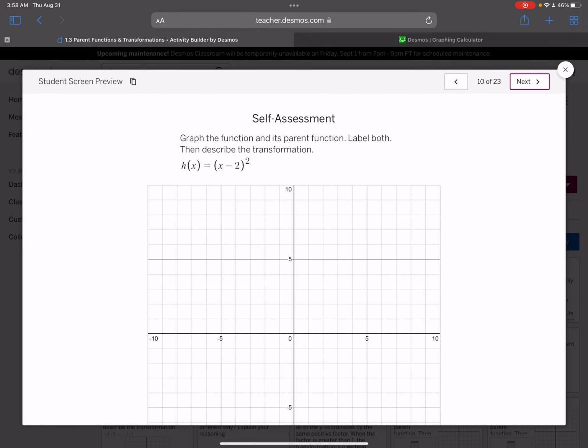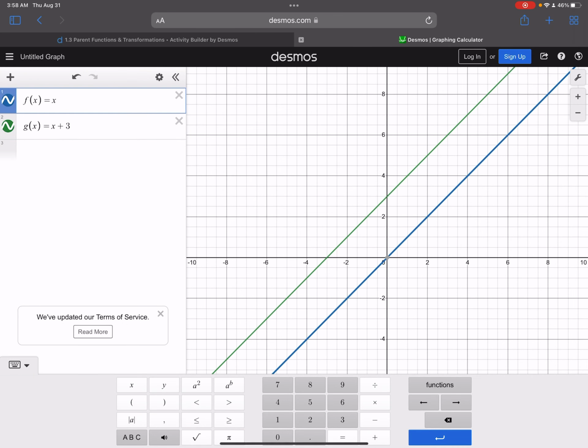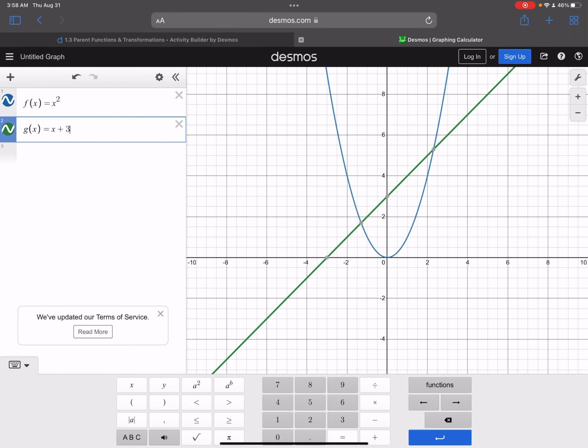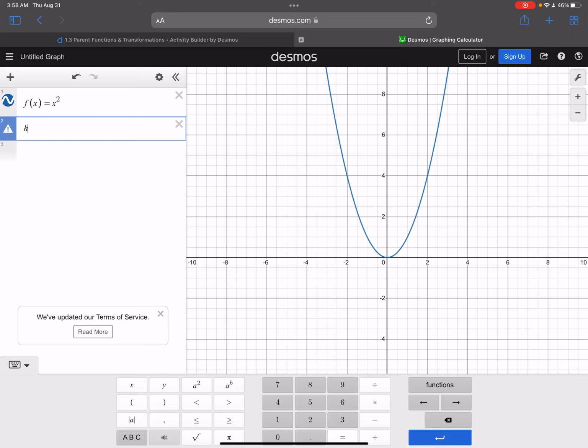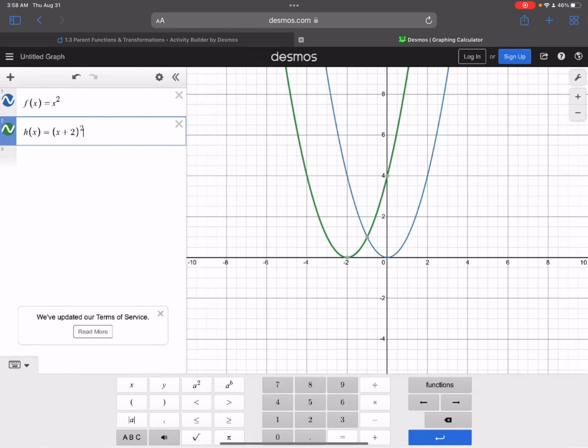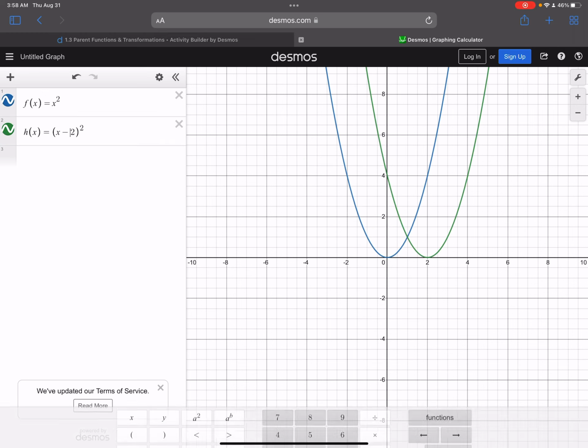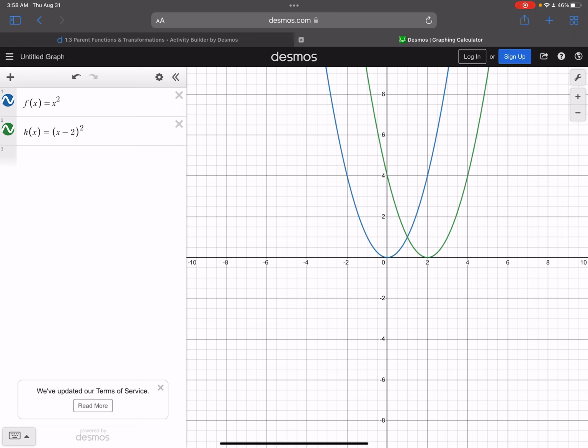Okay? H of x equals x minus 2 squared. So again, I'm working with that quadratic. H of x equals x plus 2 squared, right? Nope, x minus 2 squared. That's why you gotta be careful. All right, again, so from blue to green, I'm noticing a shift to the right 2 units.